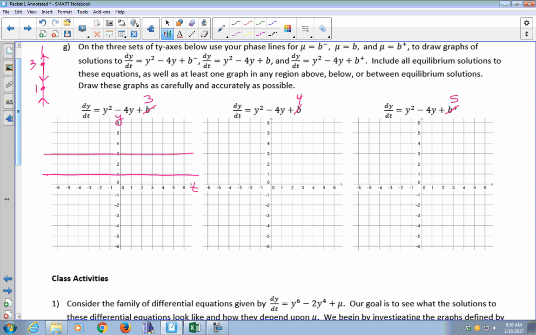And then I'm just going to put in at least one graph in any region above, below, or between equilibrium solutions. So there are lots of solutions depending on the initial condition. So just pick a random initial condition. Like I'm going to pick y of 0 is -2. So down here below my 1, there's an up arrow on my phase line, which means the graph is always increasing. So it probably looks something like this.